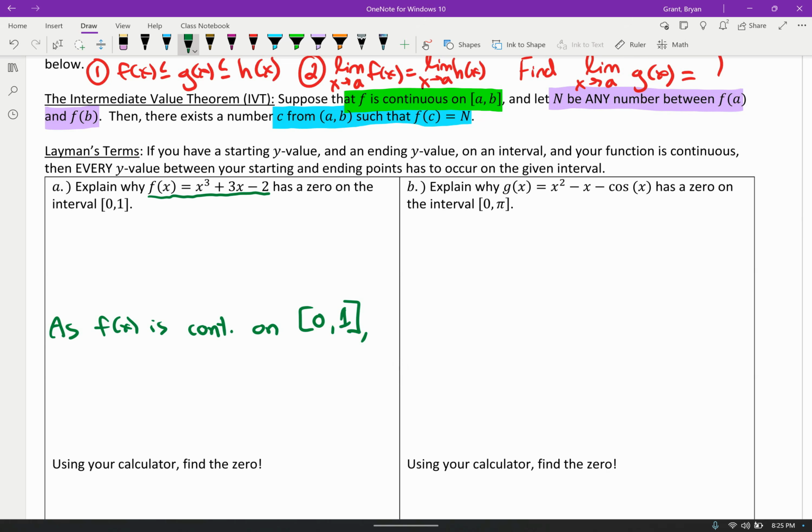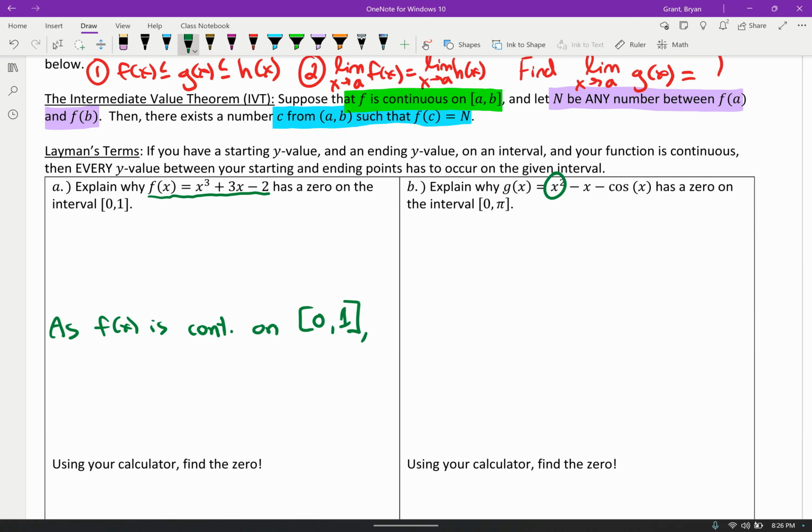Okay. And let's look at b. Explain why g of x equals x squared minus x minus cosine of x has a 0. Now that's a function that might give you pause, because I bet you don't know what that looks like. But, and we're going to expand on this more next class, it turns out that if you have a function that's made up of adding or subtracting continuous functions, then that function itself is continuous. So we look at the individual parts.